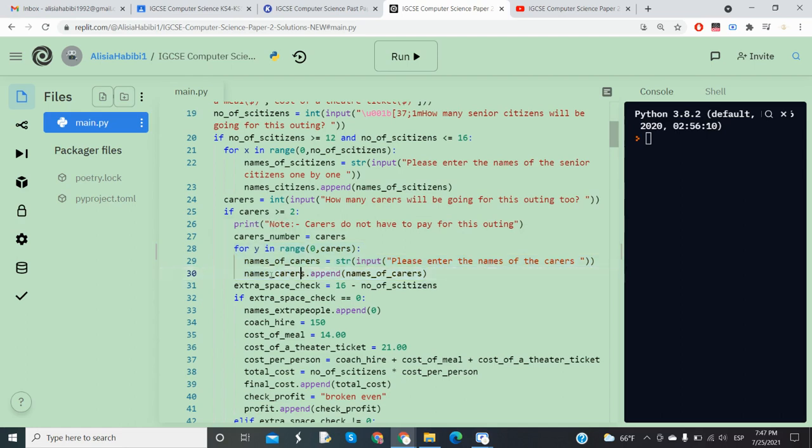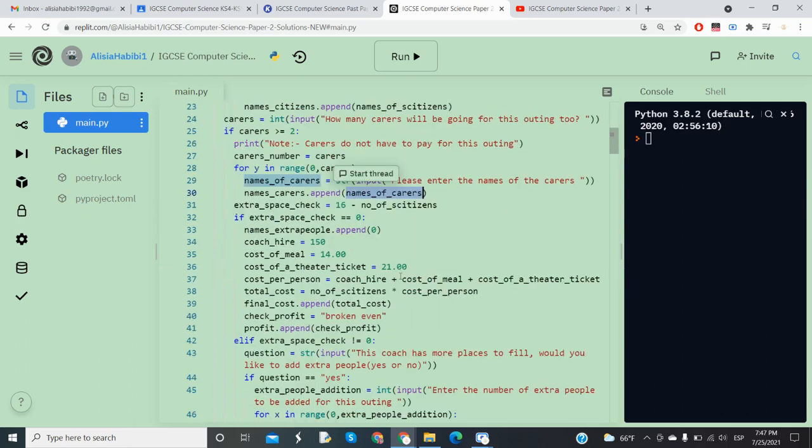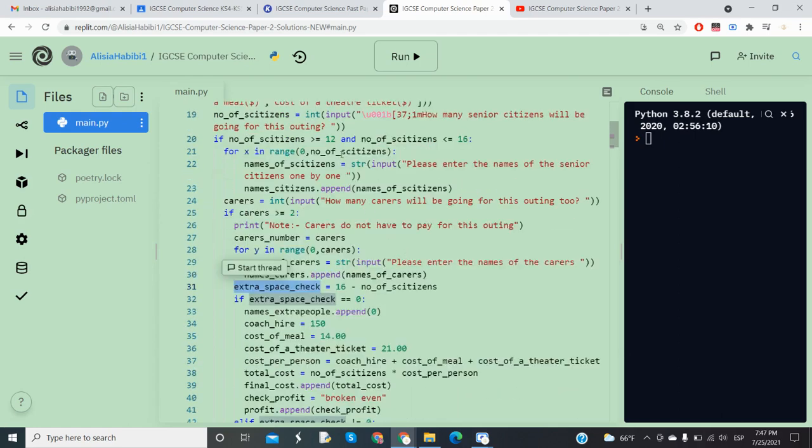And then it appends that again to the names carers list using the append function, including in the parentheses the names of the carers variable that's going to be storing the names. Then there is another variable that's called extra space check. And this one is used to check if there's any extra space. How it does that is that it uses the maximum number of people per range subtracted from the number of citizens that are going.